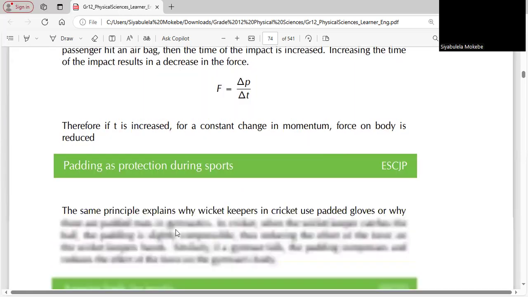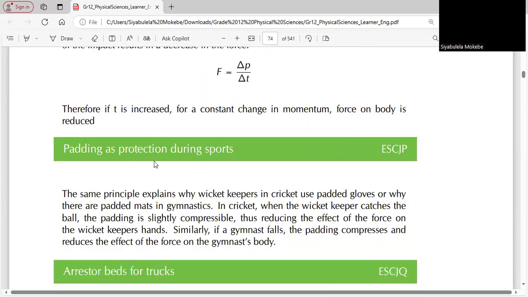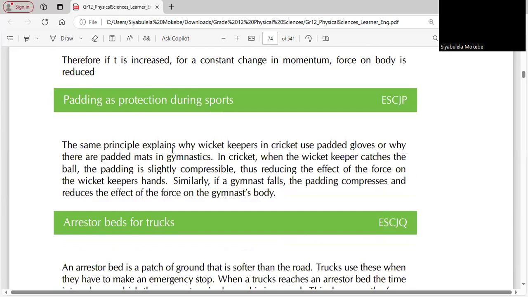The same principle explains why wicket keepers in cricket use padded gloves, or why there are padded mats in gymnastics. In cricket, when the wicket keeper catches the ball, the padding is slightly compressible, thus reducing the effect of the force on the wicket keeper's hands. Similarly, if a gymnast falls, the padding compresses and reduces the effect of the force on the gymnast's body.